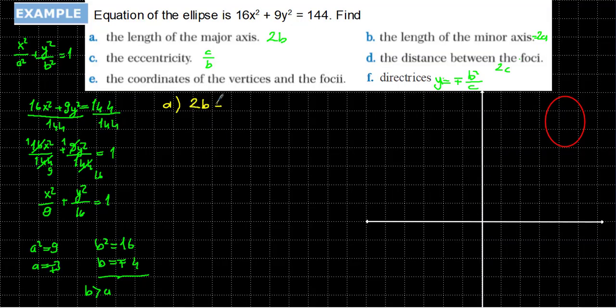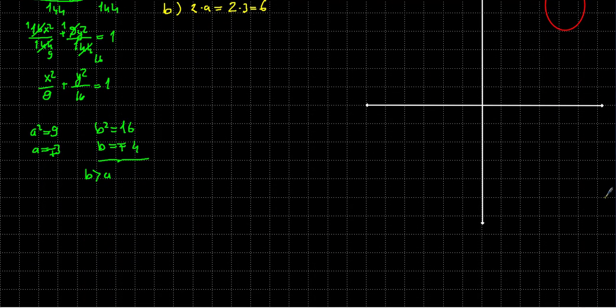It's equal to 2b. 2b I found is equal to 4, so 2 times 4, which is equal to 8. This is the length also. And the length of the minor axis is 2 times a this time, 2 times 3, which is equal to 6. And the eccentricity is c over a, so I need the c value here. Let me find the c value down here.